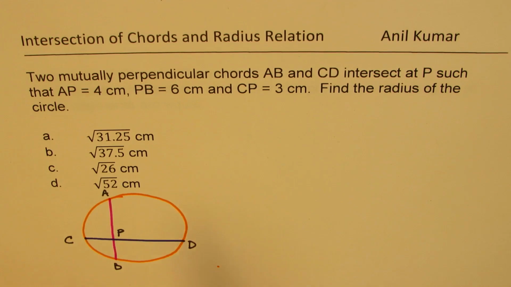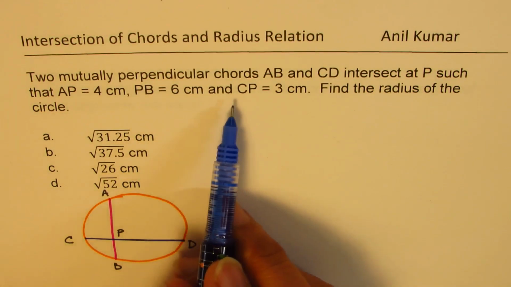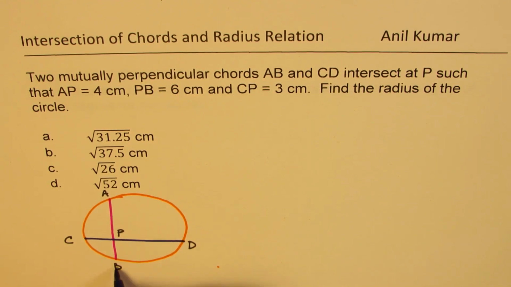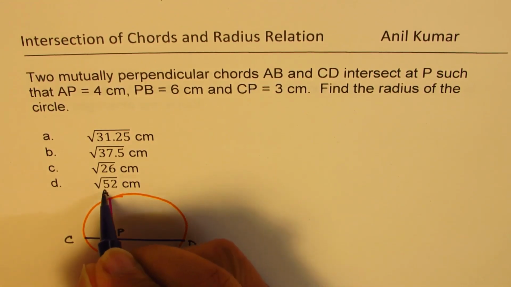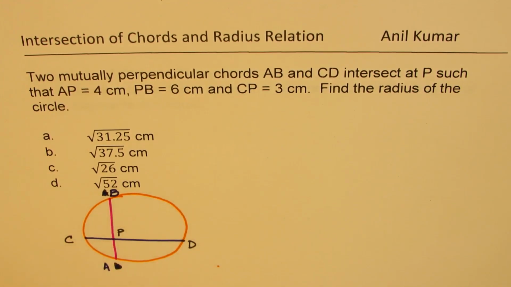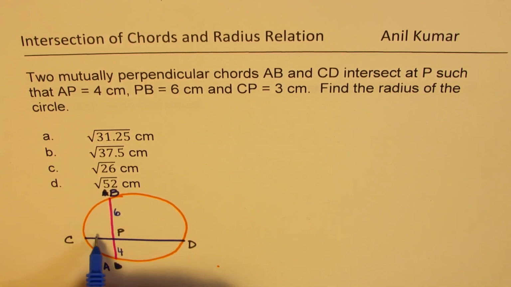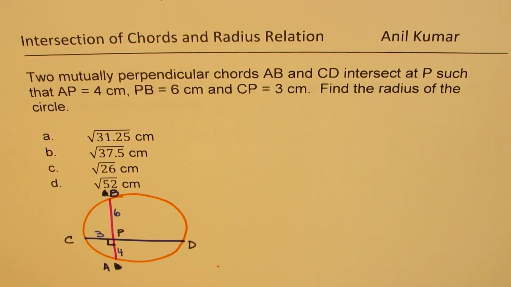What we are also given here is that AP is 4 centimeters, and PB is 6 centimeters. So let me make this as A and this as B. So AP is 4 centimeters, PB is 6 centimeters, and we have CP as 3 centimeters. We are also given that they intersect at right angles.